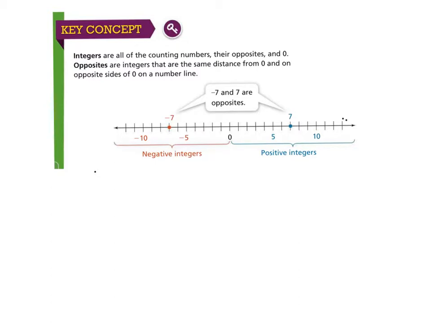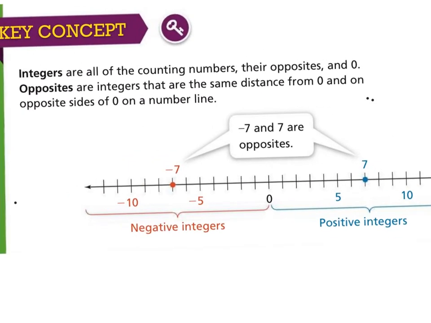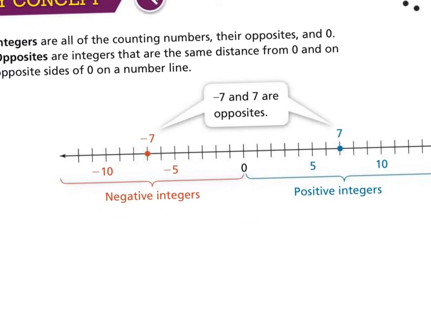So the key concepts on page 68 just kind of recap things. Again, talking about integers and opposites. Again, here's an illustration for you about opposites. So for example, -7 and 7 are opposites. They're both 7 units away from 0.